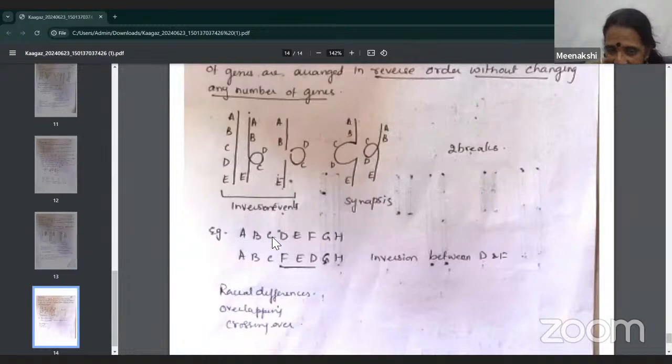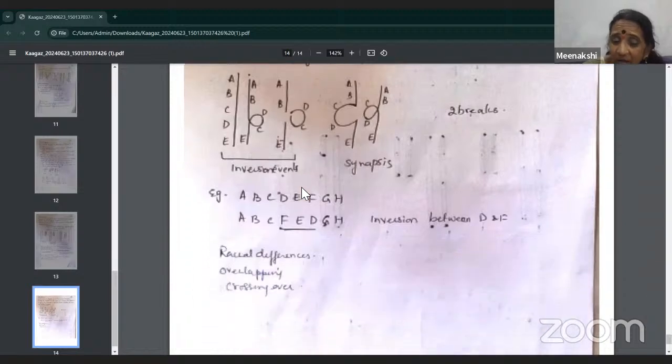You can see here A, B, C, D, E, F, G, H, A, B, C, F, E, D. There is a completely reverse order of this particular gene. So here inversion has occurred between D and F. And this particular type of inversion will lead to the racial differences.